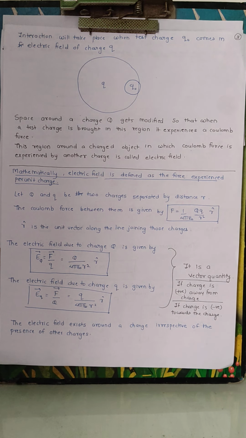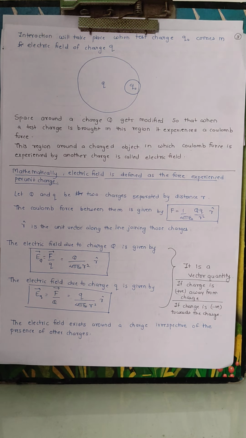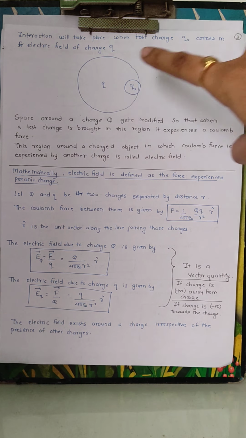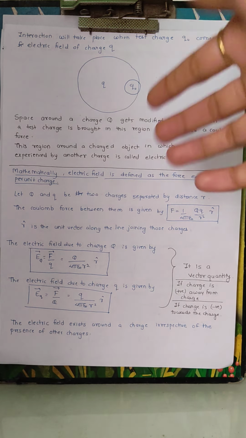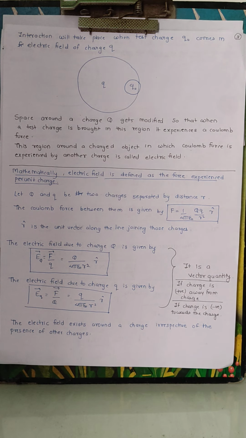Now, the most important thing is that the electric field is always present around any charge. If you have a charge, you will always have an electric field around that charge. It is not the case that only if we have a test charge will the charge have an electric field. Every charge, irrespective of any other charge in its field, will always have its own electric field around itself.